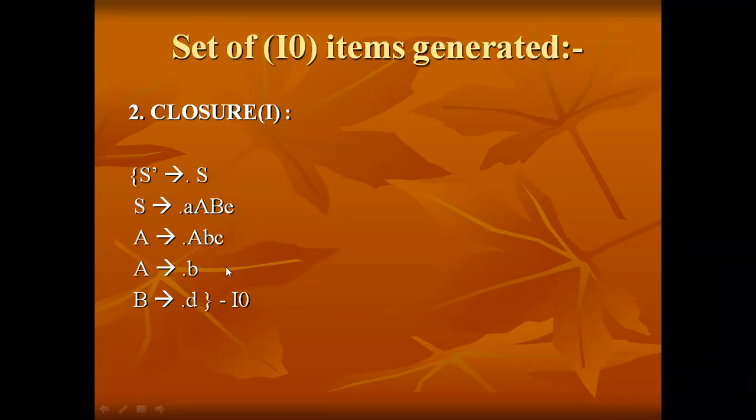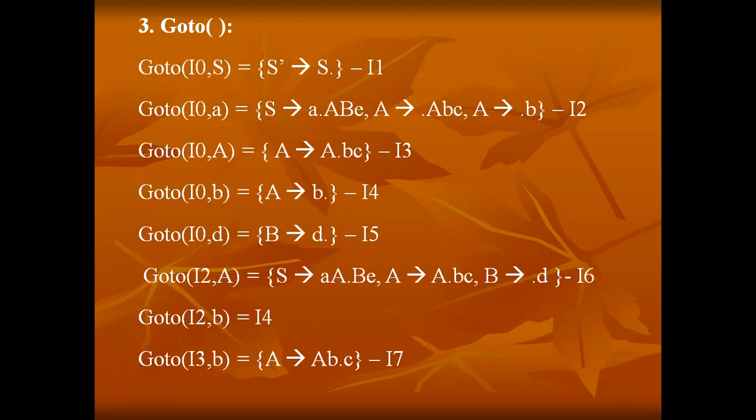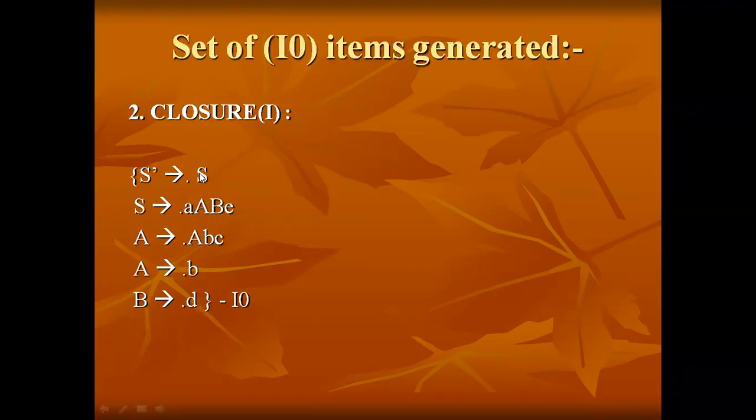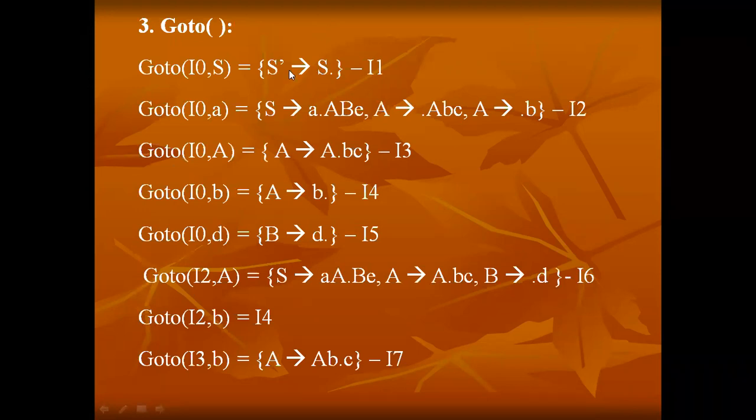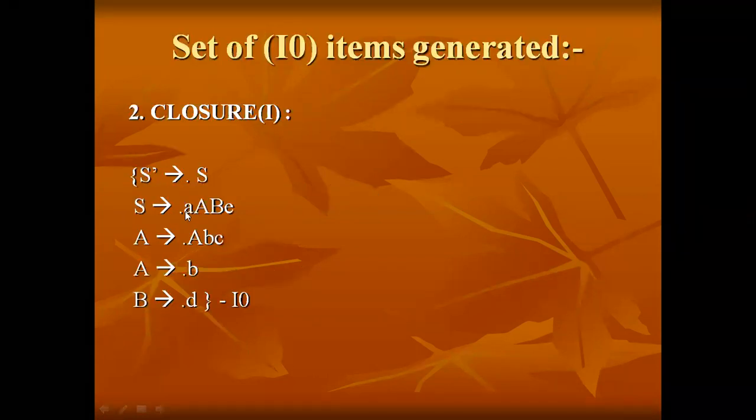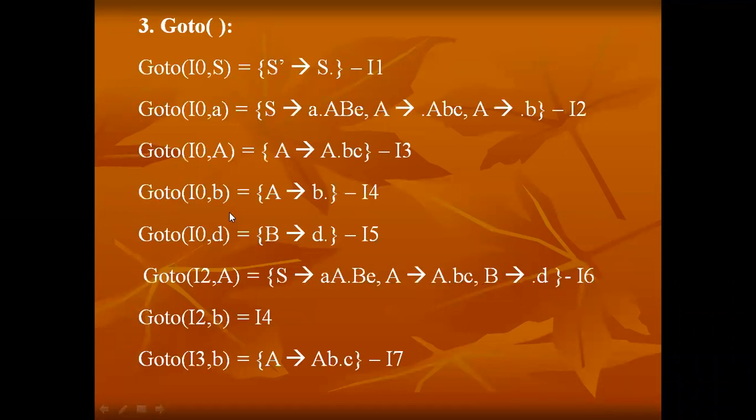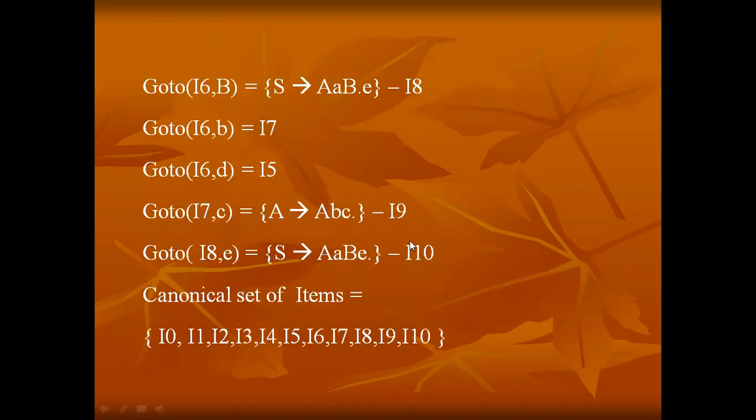Is it clear? So now I am checking for that. Rule number 1, S dash tends to S dot here. Now I'm checking whether the dot has ended or not. S dash tends to S dot. In item number 1, the processing is completed for this rule. And rule number 2, S tends to dot AABE. At item number 10, S tends to AABE dot means initially it is at the starting of the rule, and now after performing all the computations, it is at the ending of the right hand side.